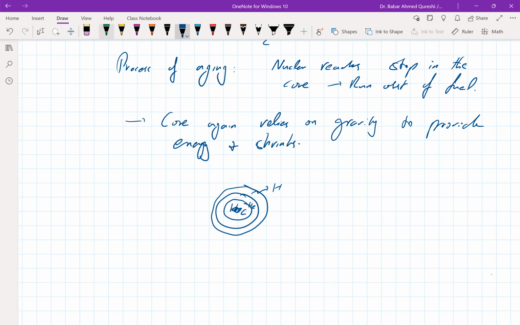But at this stage, what happens, one should remember, is that the star acts like a hot air balloon.